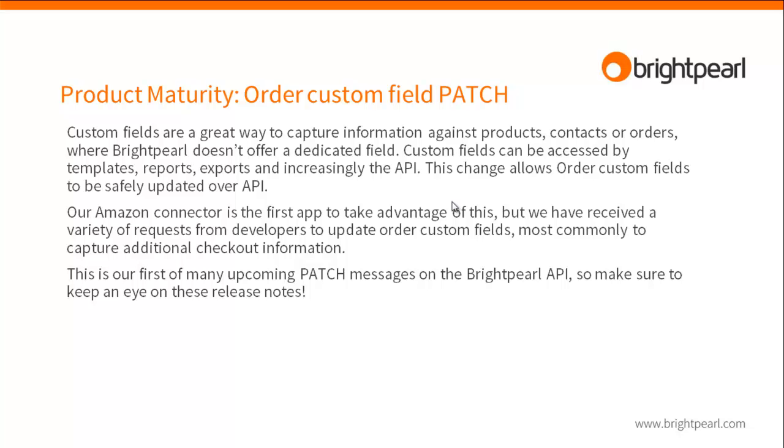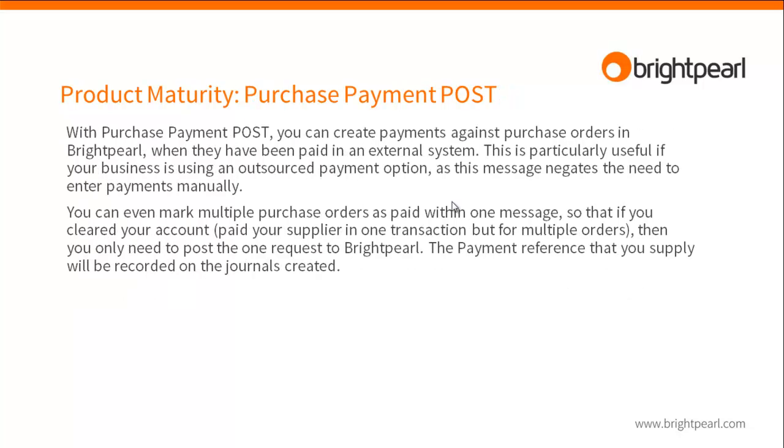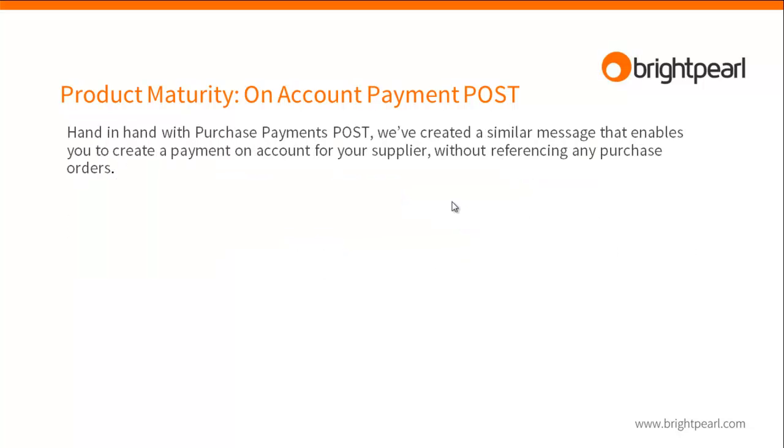So we're going with patch rather than put, and developers will be able to dive in and see exactly what that means. Full documentation is available within our developer documentation website. The next API message that we've made is purchase payment post. With purchase payment post, you can create payments against purchase orders in Brightpearl when they've been paid in the external system. Hand in hand with that, we've also released an on-account payment post, which is very similar, except this time you don't need to reference a purchase order. You can just record a payment that was made to a vendor or supplier without referencing an order.